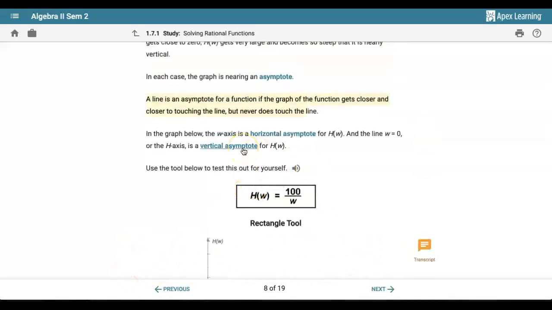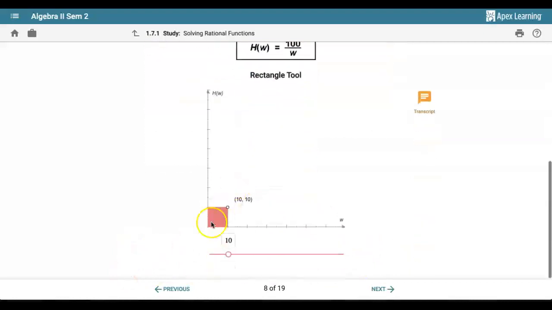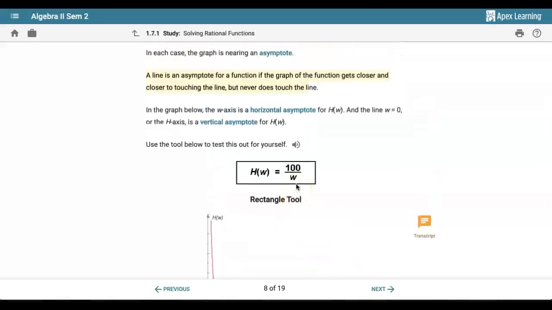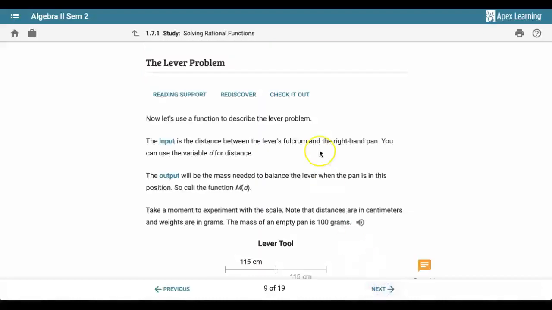Similarly, we can have a vertical asymptote, and that's a vertical line where it never touches. So for example here, our vertical line would be at x equals 0. We can get really, really close to 0, but we're never going to touch it. Same thing, we can get really, really close to y equals 0, but we're never going to touch it. So those are our two asymptotes. We're going to work a lot more with that later on, but it's a good introduction.